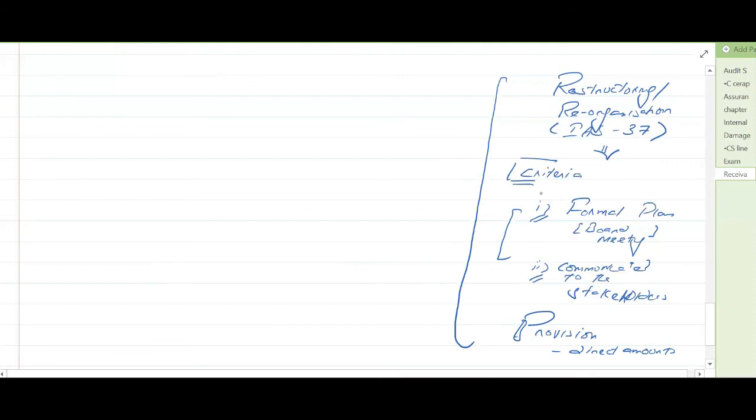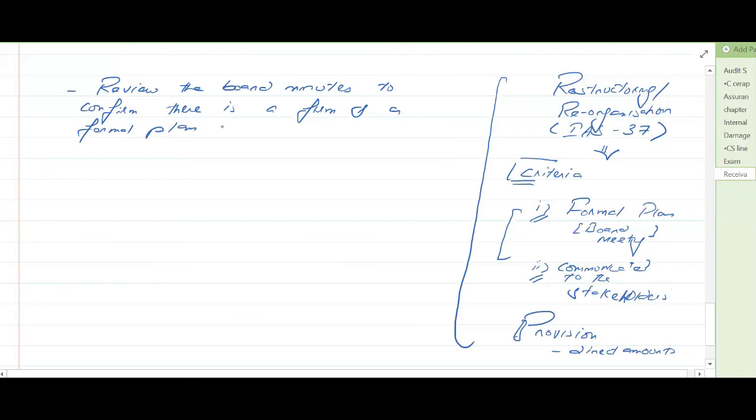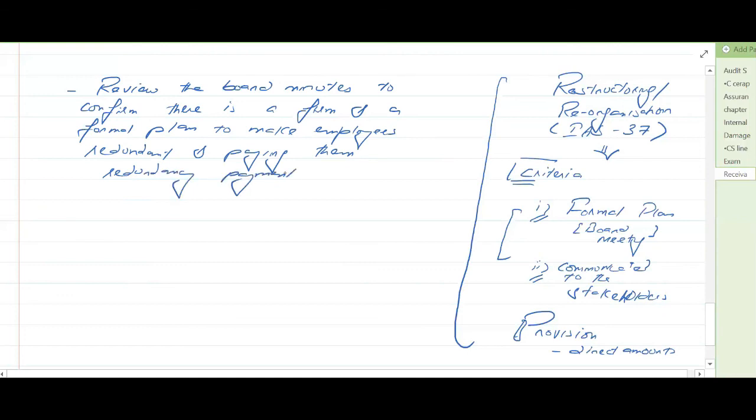Now, the first thing we need to confirm is the formal plan. How are you going to confirm it? Review the board minutes to confirm there is a firm and formal plan to make employees redundant and paying them redundancy payments or severance payments. So the first thing is you need to confirm whether there is a formal plan.